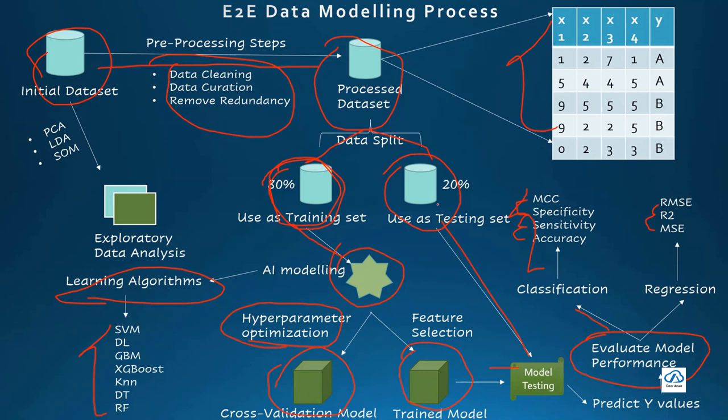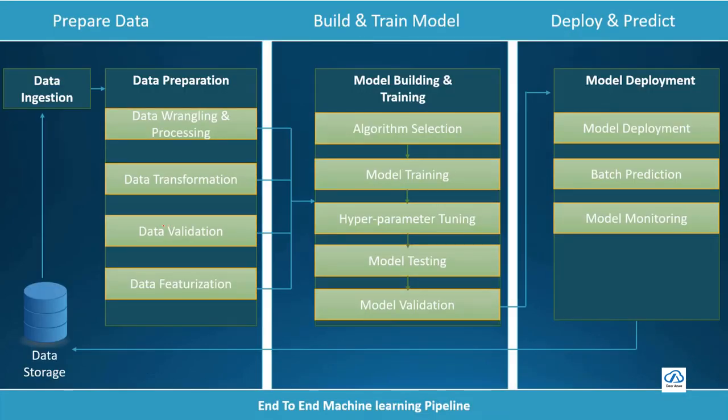So that's how the life cycle looks, from getting the data to cleaning it, selecting the proper approach and the right algorithm, getting the training done, and then testing the model, you get the right model. Now if we look at a higher level, not just the model training, this is how the approach looks. You have the data storage, you ingest the data, and you do all the data wrangling, data processing, data transformation, validation, and data featurization.